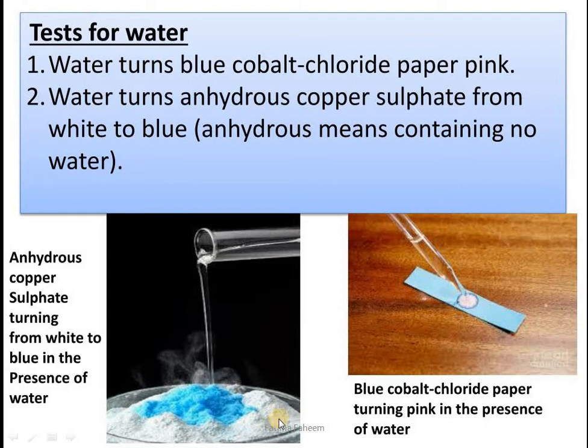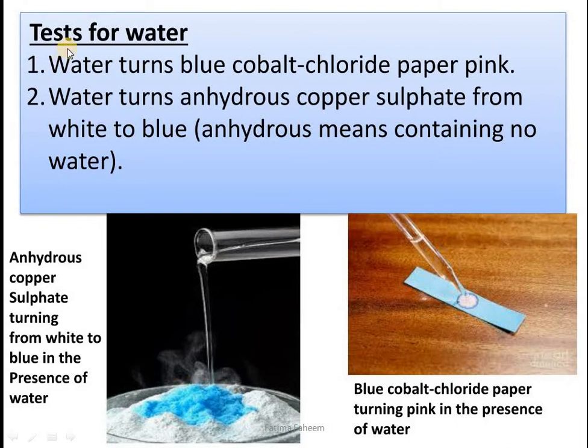Anhydrous copper sulfate crystals are white in color, as shown in the diagram. Whenever you pour water into it, or whenever water vapors are passed through it, these crystals will change to blue color. This blue form of copper sulfate crystals is called hydrous copper sulfate crystals.